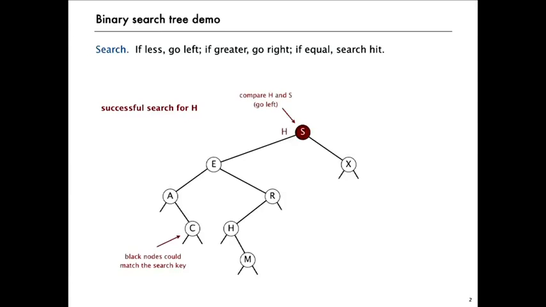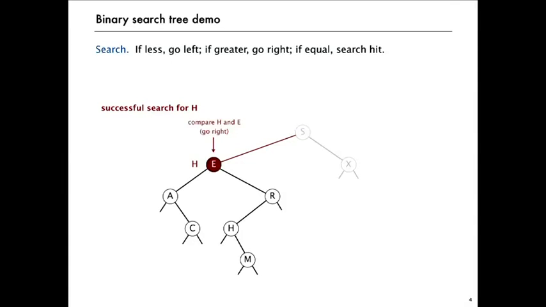And in this case, h is less. So all that says to us is that if h is in the tree, it has to be to the left, because everybody to the right is greater than s. So we move to the left and compare h against the root of the left subtree. In this case, that's e.